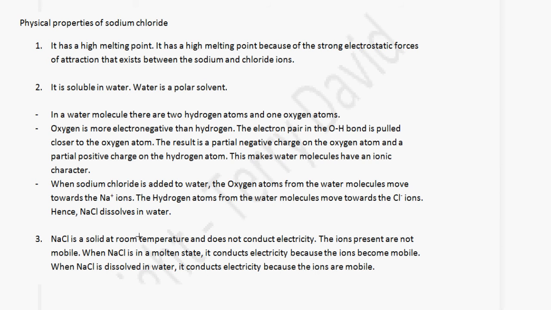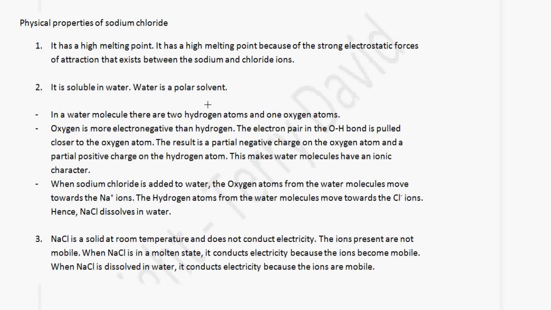So these are just some of the physical properties of sodium chloride. One, it has a high melting point, and it has a high melting point because of the strong electrostatic forces of attraction that exist between the sodium and the chloride ions. It requires a lot of energy to separate these ions, and that is why the melting point is high.